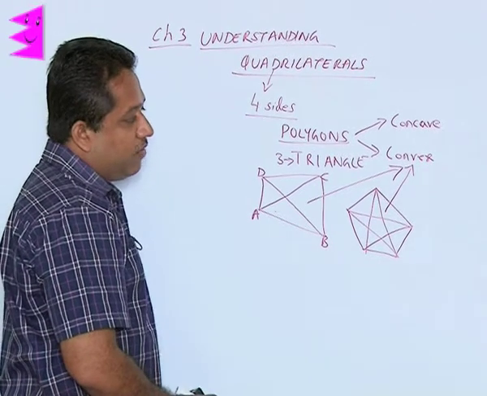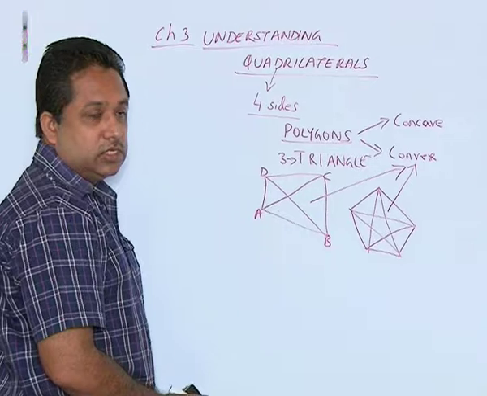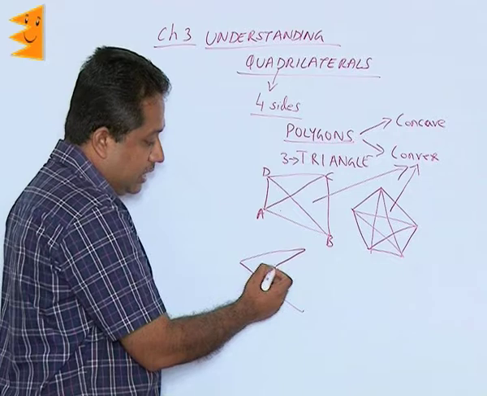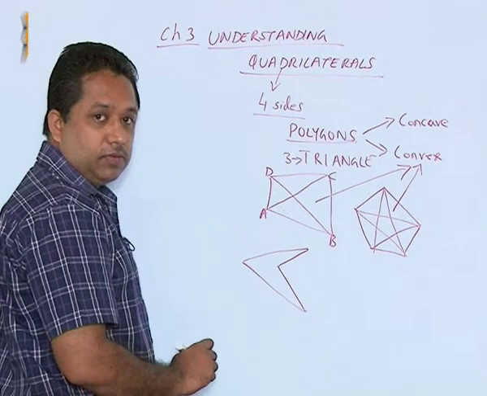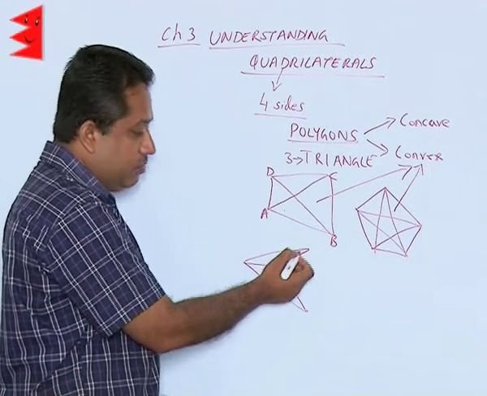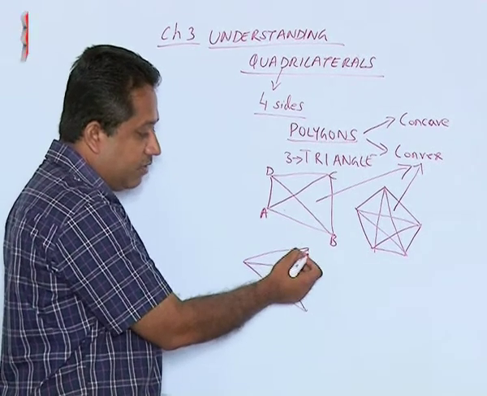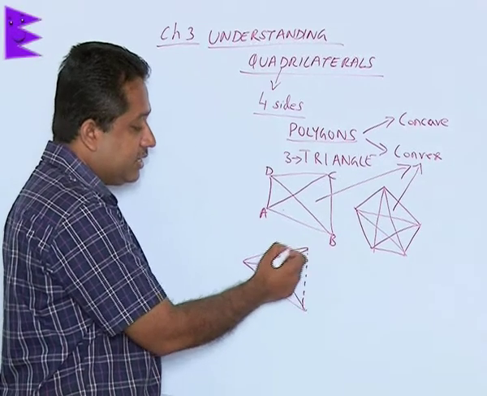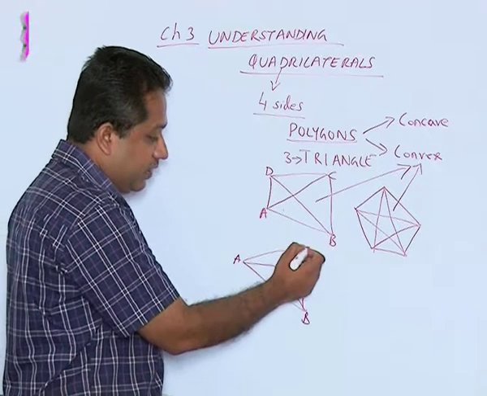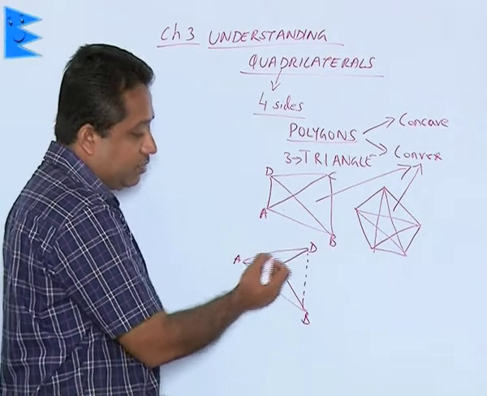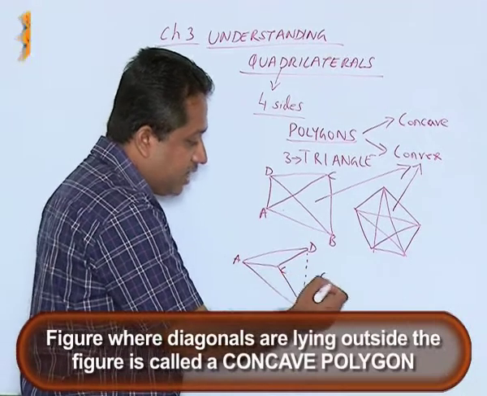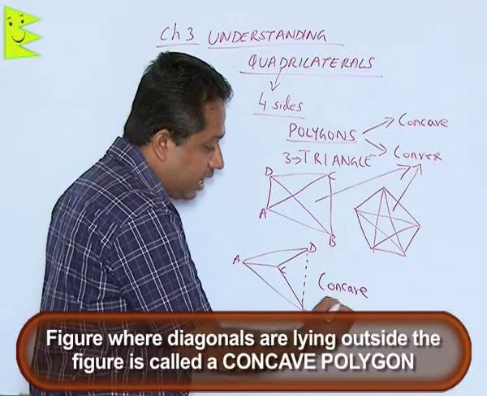Now, if these are convex polygons, then what are concave polygons? Concave polygons will be figures where the diagonal will lie outside the figure. So, if you are joining this diagonal here, this is inside, but if I am joining this vertex to this vertex, then what happens is that this diagonal lies outside the basic figure. So, therefore, if I name this as ABCD, we find that one diagonal lies inside, but the other diagonal is outside. So, when diagonals are lying outside, then such type of figures are called concave polygons.